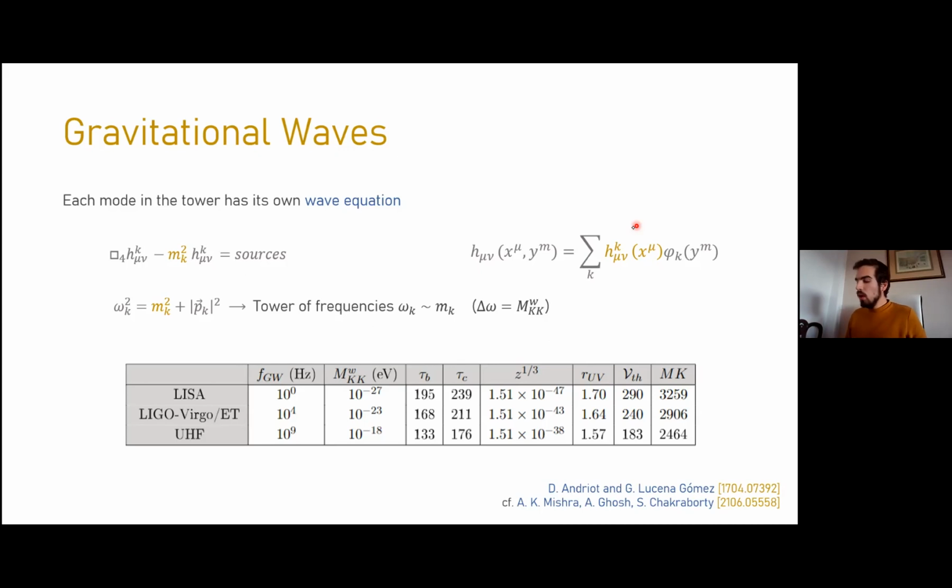However, if you're exciting the massive modes, the frequencies will actually be determined by the masses of these modes. And so if the masses are very high, you get very high frequencies, and you're not able to detect them with current or near future detectors of gravitational waves.